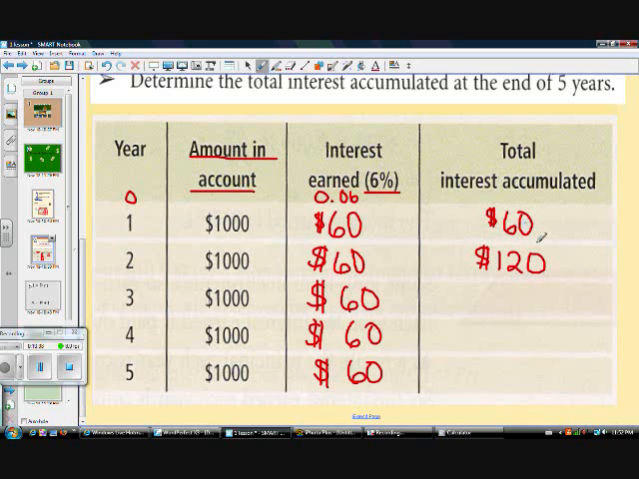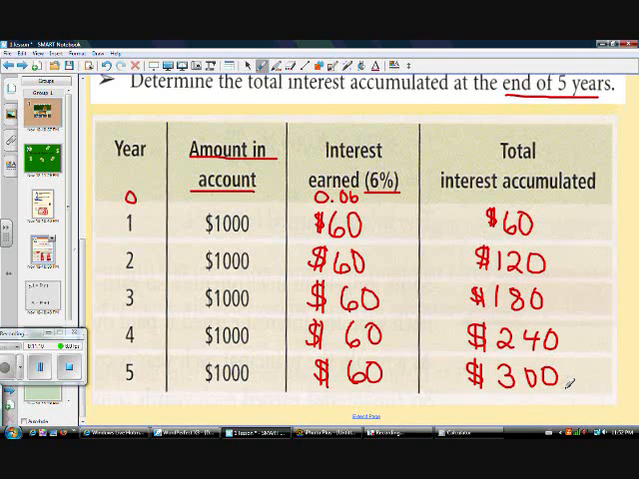Now, total interest accumulated each time, however, does change. So I have $60, 120. If I add another 60, I'm going to have $180. And if I have another $60, I am going to have $240. And last but not least, $300. So what that means is, in total at the end of 5 years, Rachel has received $300.